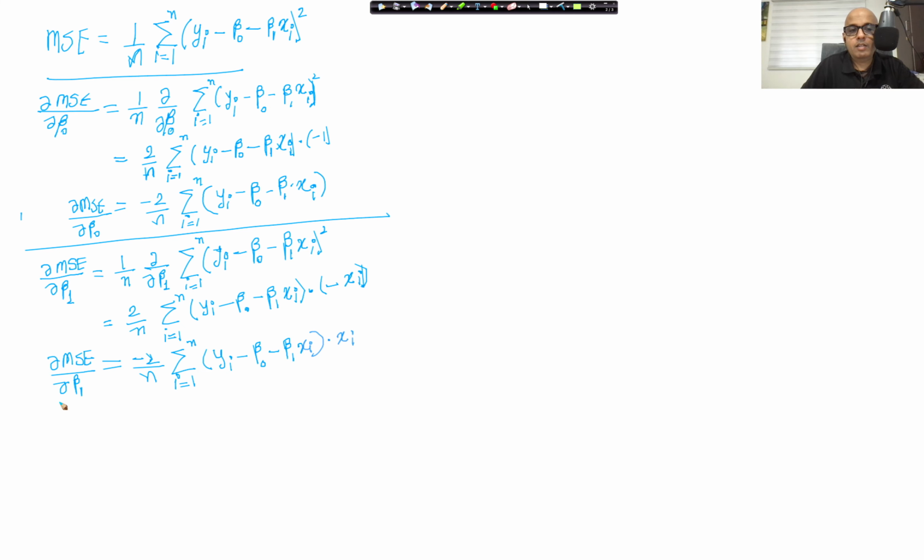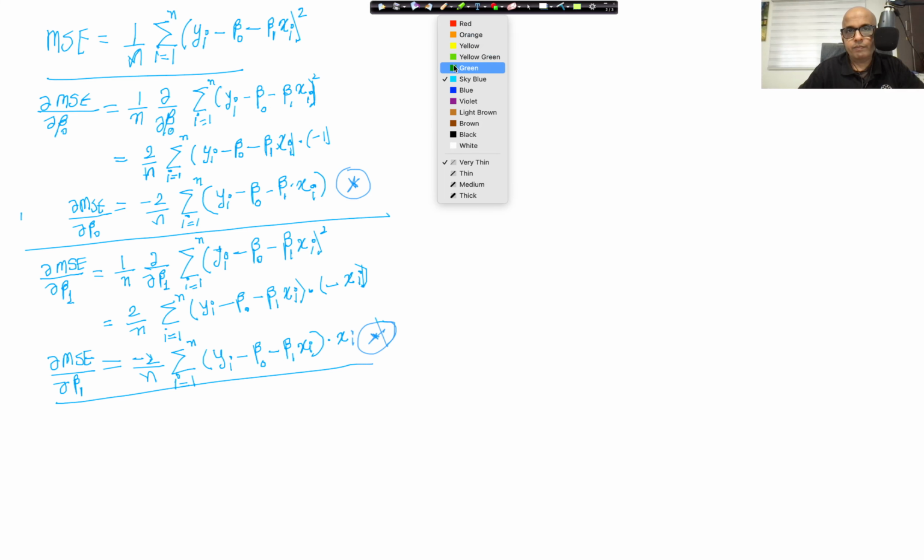And that is the second equation that we have for calculating the derivative. So these are the two equations that we are going to use to calculate the gradients. Now, in these two equations, when we are saying gradient, we can also write this as follows.